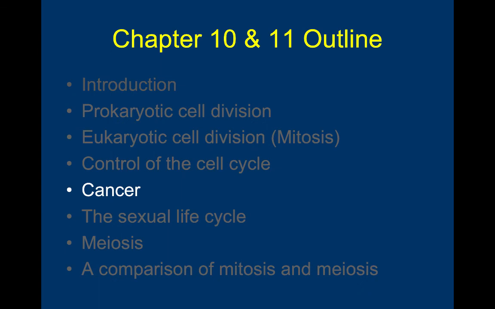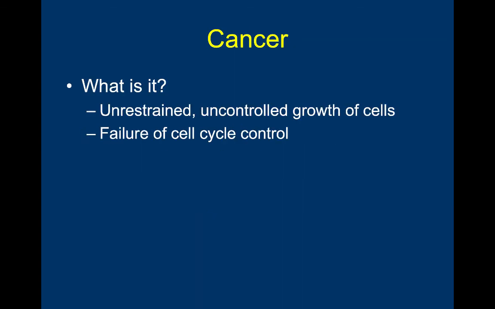Now, if there is a mistake in the cell cycle, if there's damage to a cell, it is possible that that one cell could become a bit of a problem and become cancerous. So this last little section of Chapter 10, and we're almost done with Chapter 10, is to look at, in a very short 5 or 10 minute description, what exactly is cancer?